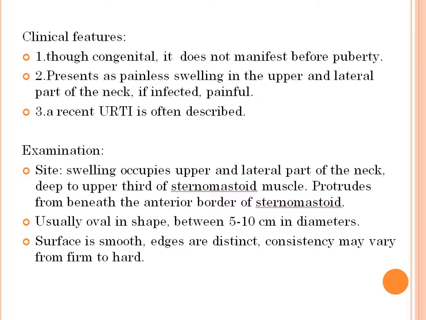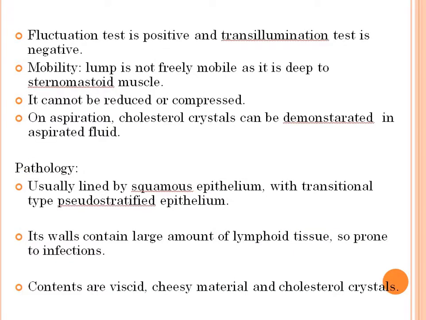Usually oval in shape, between 5 to 10 cm in diameter. Surface is smooth, edges are distinct, consistency may vary from firm to hard. The fluctuation test is positive and transmission test is negative. Mobility: the lump is not fully mobile as it is deep to the sternomastoid muscle. It cannot be reduced or compressed. On aspiration, cholesterol crystals can be demonstrated in the aspirated fluid.